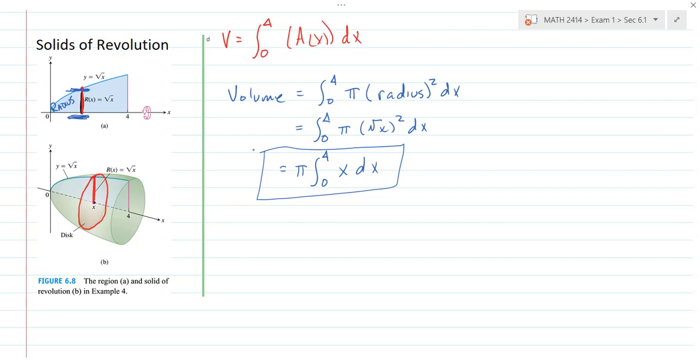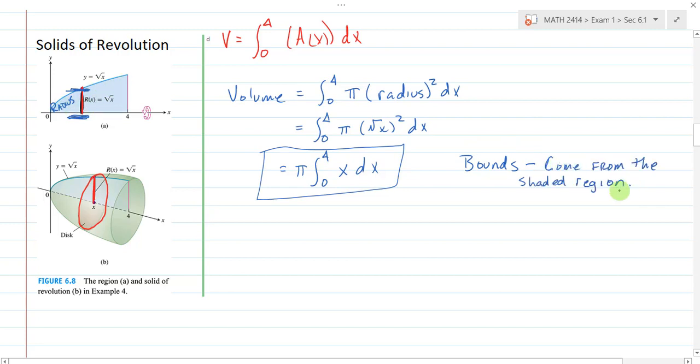So in general, how we get the bounds, they're determined by the area of the shaded region. The bounds come from the shaded region, which is why I said it's important to draw a picture of what's going on, because it will help you see where your bounds are going to be. The shaded region under this curve, y equals the square root of x, that I'm going to revolve around the x-axis, that whole region is going to be revolved, generating this shape.